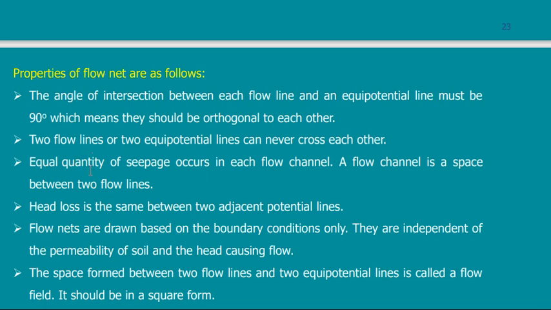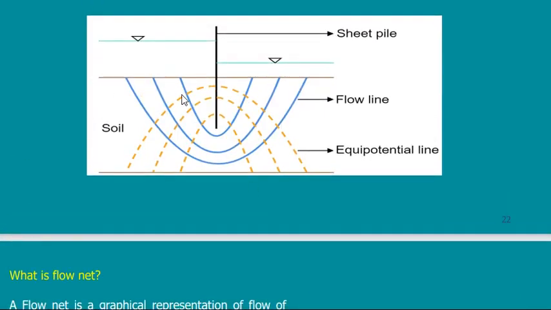So equal quantity of seepage occurs in each channel. Head loss is the same between two adjacent potential lines. If this line, I expect that it means that here, imagine that this is zero. Imagine that I have here the head is zero. I don't have water here. And here I have H. So at this point, I have h, and at this line, I have 0.